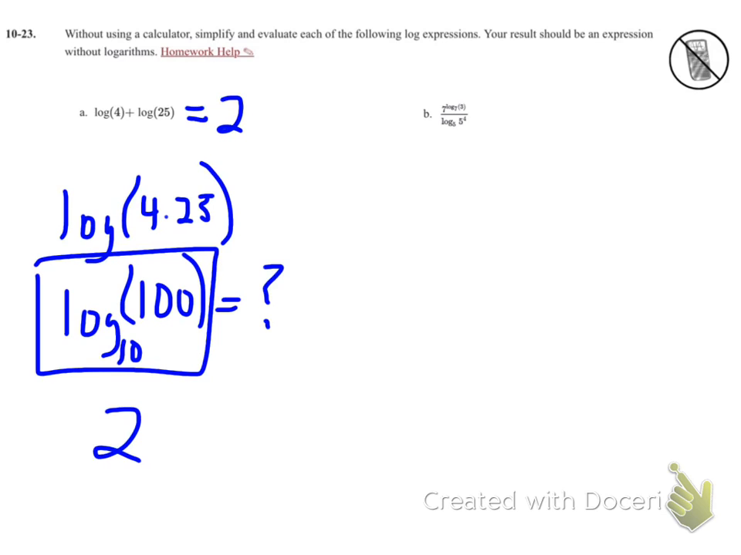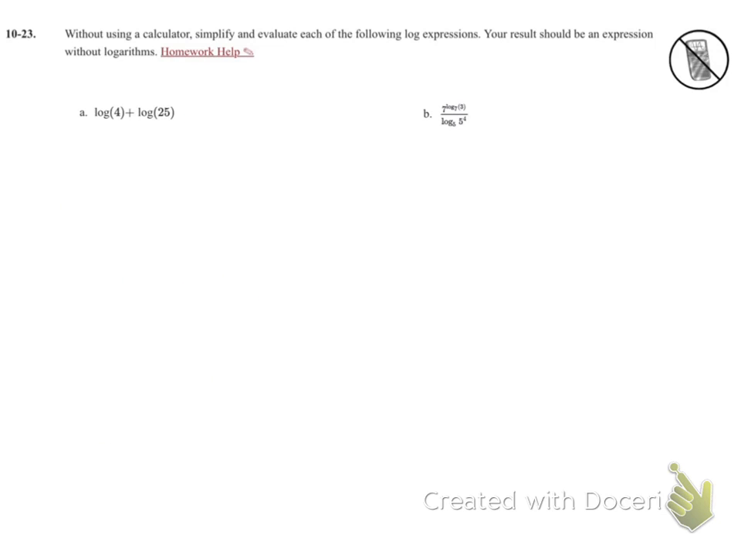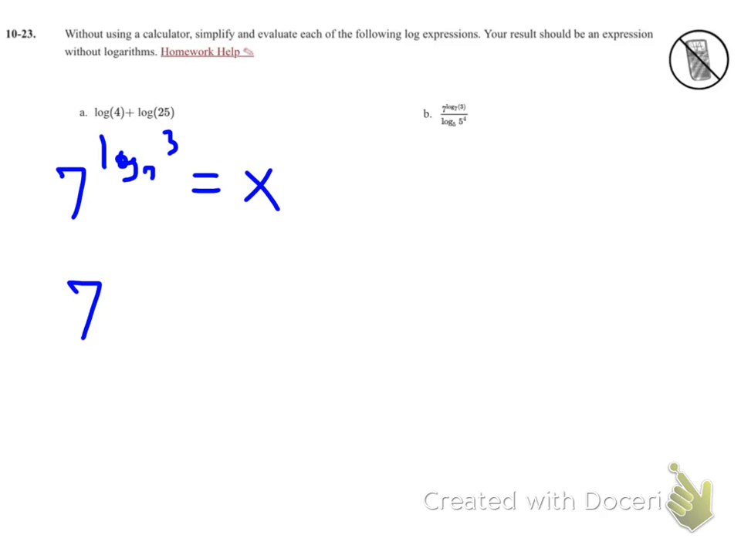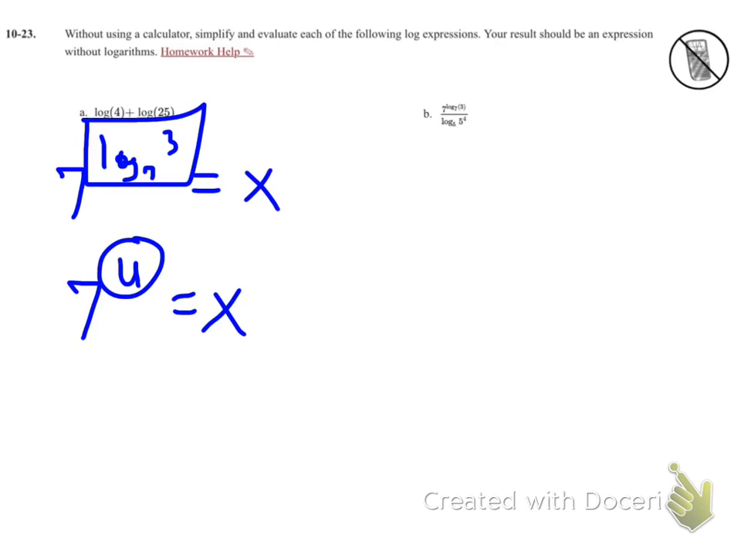Let's take a look at problem B. The numerator for B is 7 to the log base 7 of 3. That might be hard to figure out what that actually equals. So let's say it equals some value x. And just to make this look a little bit different as well, this is written in exponential form. It's 7 to some value u equals x. u is the same as this, log base 7 of 3. I'm just using u substitution.